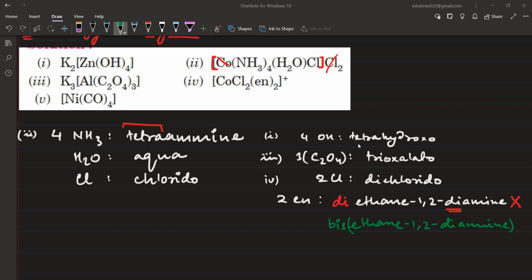Whenever you have di, tri, tetra in the name, I will make you understand that. I'm just writing this as an example, but I will write it in the notes also. Whenever you have di, tri, tetra in the name of the ligand, then we use bis instead of di or tri. Okay, for the fifth one, it is going to be 4 carbonyl molecules. It will be tetracarbonyl.